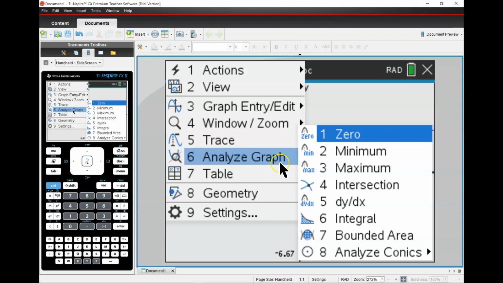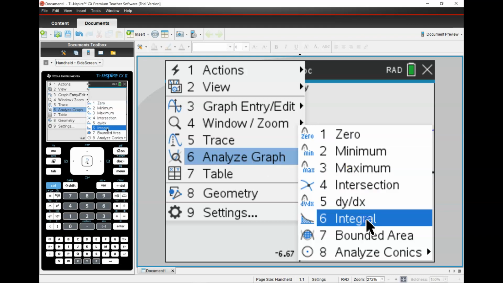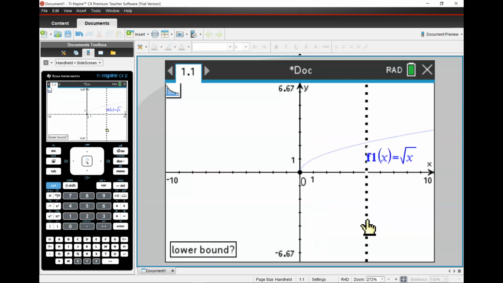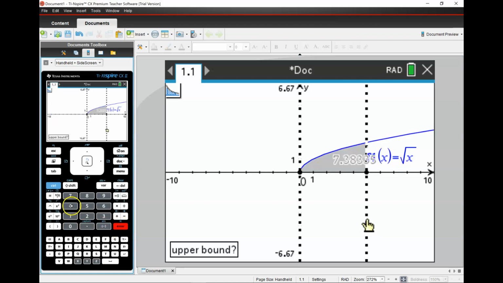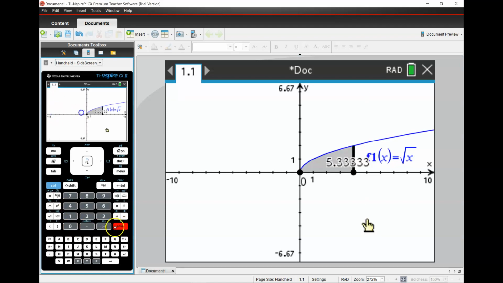Menu, analyze graph, integral. It gets tricky with the mouse, so I'll do it without the mouse. So lower bound, I'm going to go 0, enter. Upper bound, I'm going to go 4, enter. There it is. It's 5.33333. It highlights the region for you. It gives you the region. It gives you the area. And that's what it is.